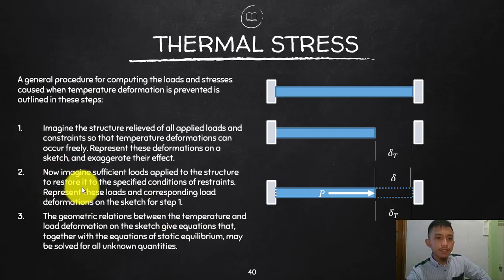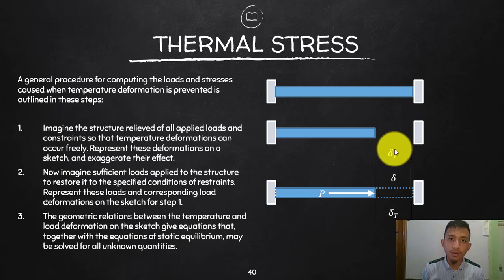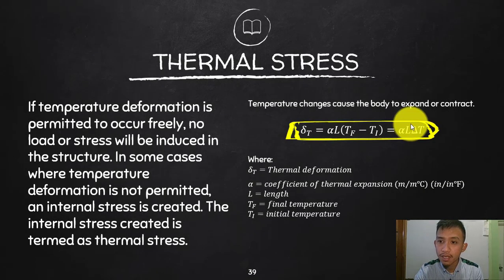Okay, so now imagine the sufficient loads applied to the structure to restore it to the specified conditions of restraints. Represent this load and corresponding deformation on the sketch for step 1. So now let's try. Yes, we can solve that one. But for us to know the stress, we need to have an equivalent force. That is the question there. Yes, you can solve your deformation directly by merely using your formula, alpha L delta T, once you have your change in temperature and you know the length. This will always be given for a certain type of material.